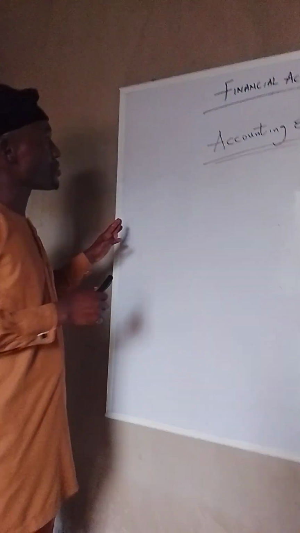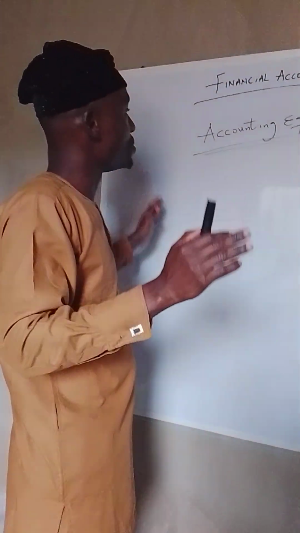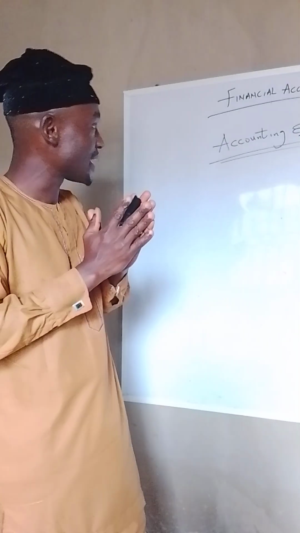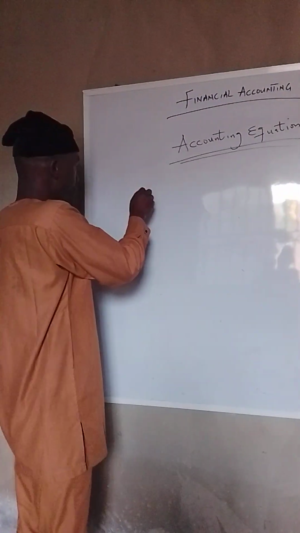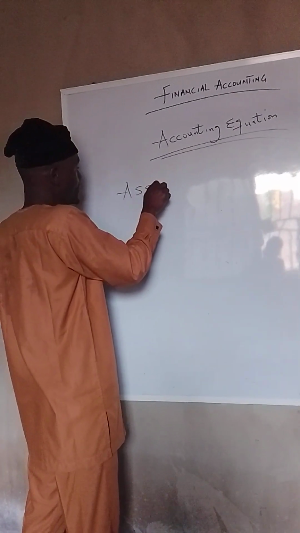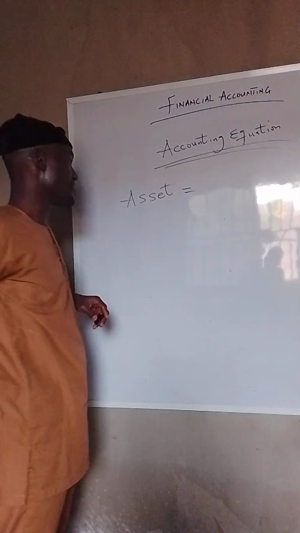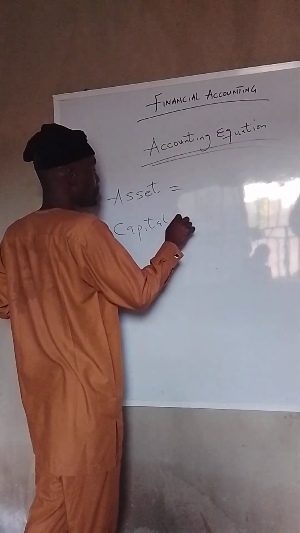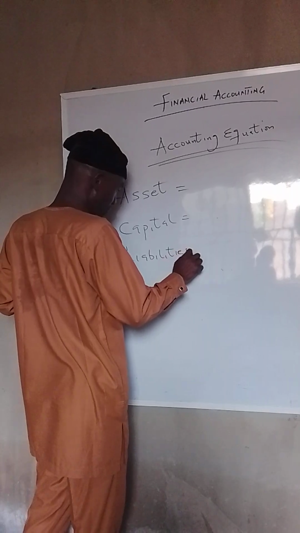Now look at this. There's what we call accounting equation. Equation simply means the equation that we use to solve accounting problems. That's what accounting equation is concerned. And for us to get this equation, we must know the formula to calculate assets, we must know the formula to calculate capital, and we must know the formula to calculate liability. Now, having known this, we are good to go.